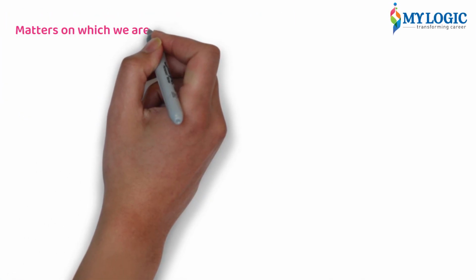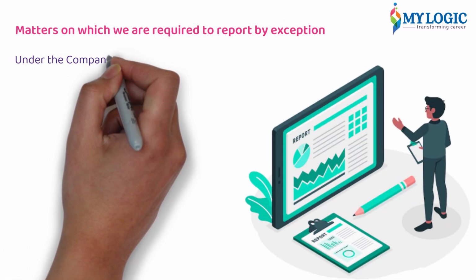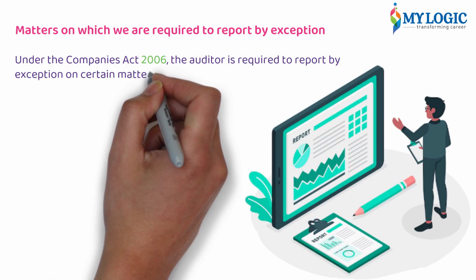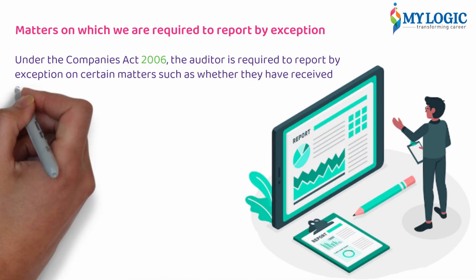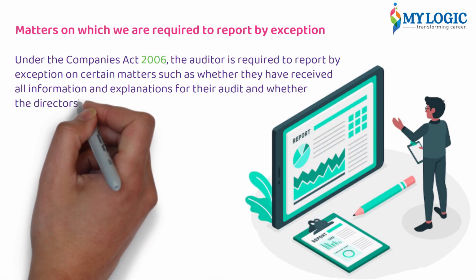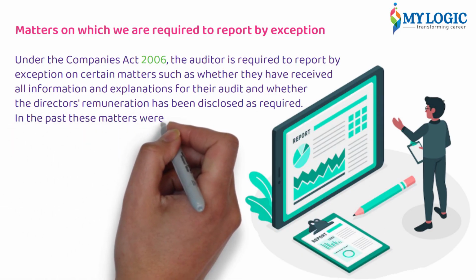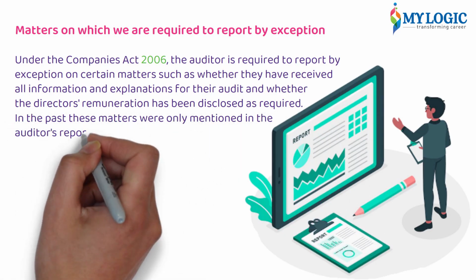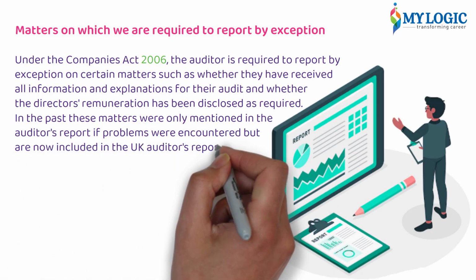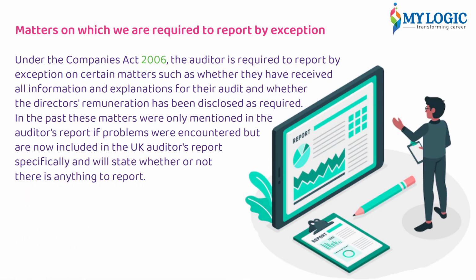Matters on which we are required to report by exception. Under the Companies Act 2006, the auditor is required to report by exception on certain matters, such as whether they have received all information and explanations for their audit, and whether the director's remuneration has been disclosed as required. In the past, these matters were only mentioned in the auditor's report if problems were encountered, but are now included in the UK auditor's report specifically and will state whether or not there is anything to report.